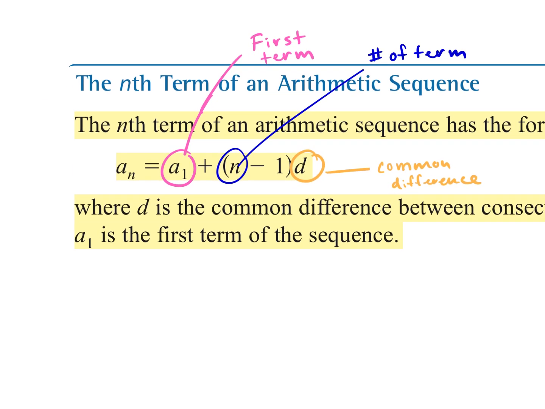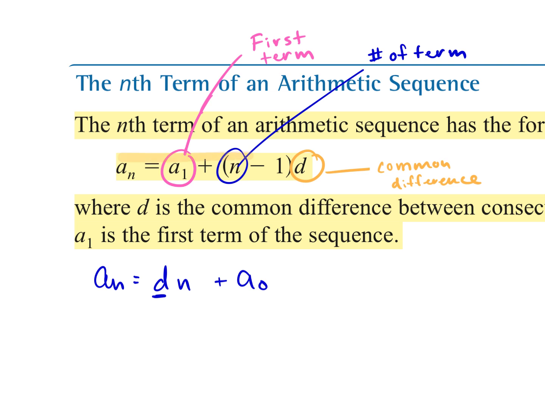Another way that we can write this formula, which you can stick with every time, you'll have to simplify a little bit at the end. But another way that we can write this is a sub n is equal to, I'll call it, d times n plus a sub 0. So we multiply our common difference by the nth term, and then we add the 0th term. So not the first term, but the term that would come before it.